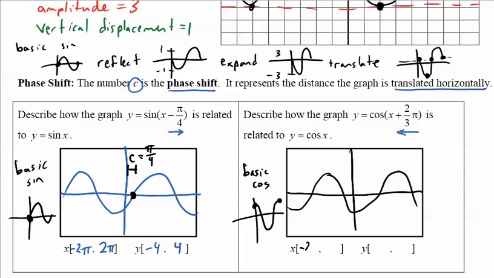So now it goes from negative 2 pi to 2 pi, negative 4 to 4, and this maximum here is supposed to start on the y-axis, but now it's been moved over by 2 pi over 3.